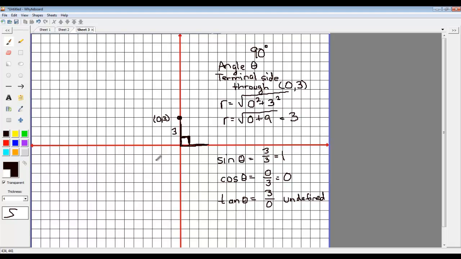Then when you go to do your reciprocals, cosecant of theta, just flip 3 over 3, you still have 3 over 3, so you get 1. The secant of theta, flip that, you get 3 over 0, so that's undefined. And then cotangent of theta is 0 over 3, or 0. So you can start handling the quadrantal angles doing it that way.